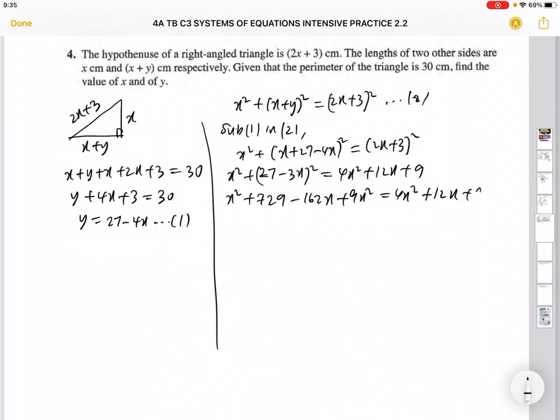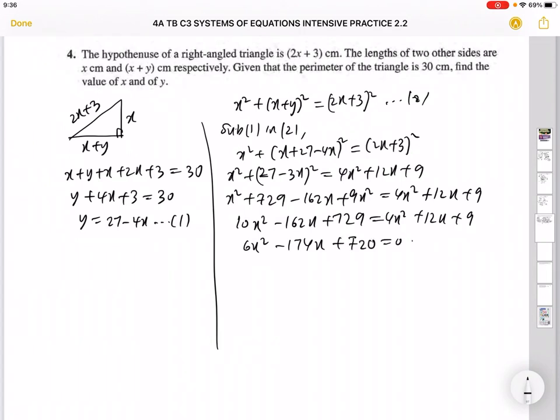So let us just add this up. 9 plus 1, 10 x squared, 162x, 729, 4x squared, 12x plus 9. So 10 minus 4 is 6, minus 162 minus 12 is minus 174, 729 minus 9 is 720. Notice we can divide by 6. Can we? Yes, we can. 174 divided by 6 is 29.